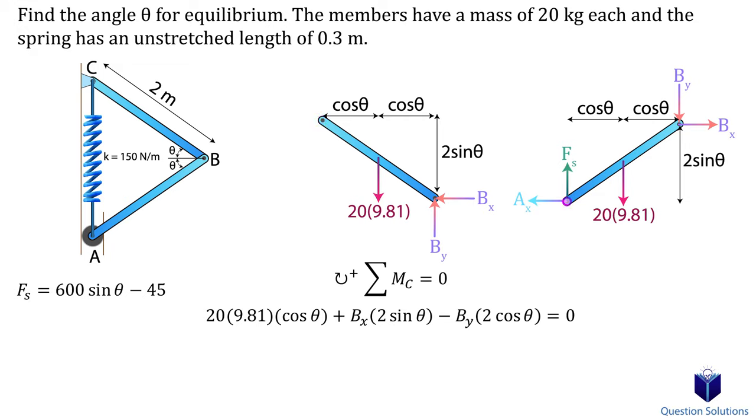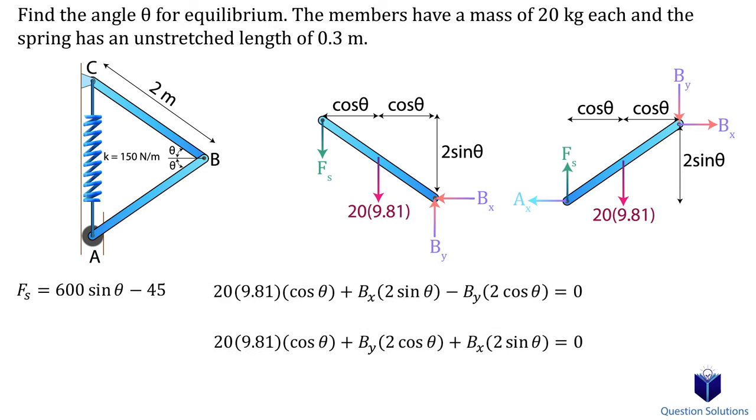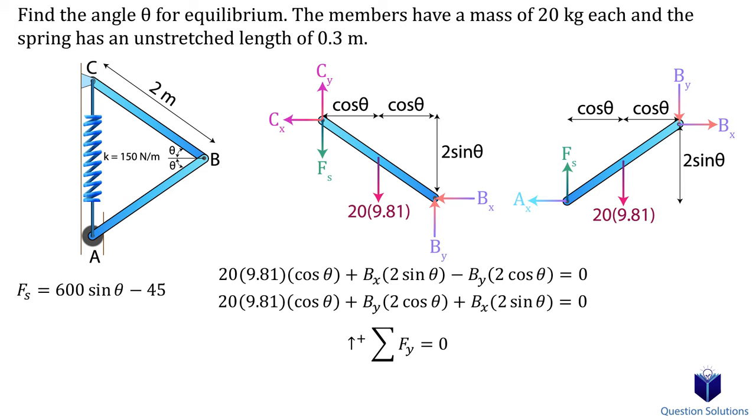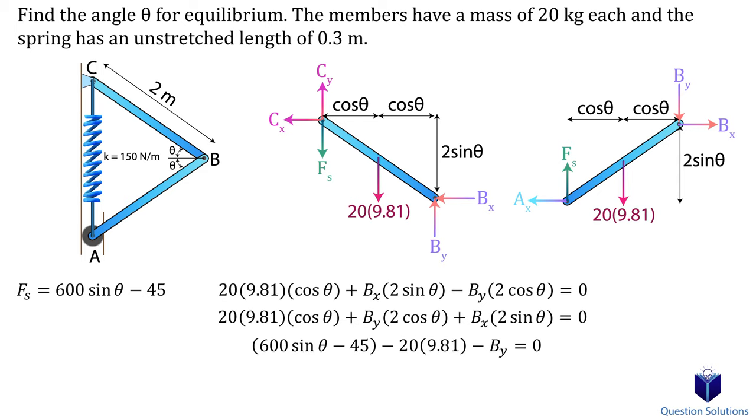Now if we write a moment equation about point A on the other member, we can eliminate the reaction there and have another equation with just the forces at B. We now have 2 equations with 3 unknowns, so we need one more equation. For that, let's write an equation of equilibrium for the y-axis forces using member AB. We don't want to use member CB since we'd have to consider the reactions at C and we will end up with more unknowns. Now we have 3 equations with 3 unknowns. You can solve them any way you like.